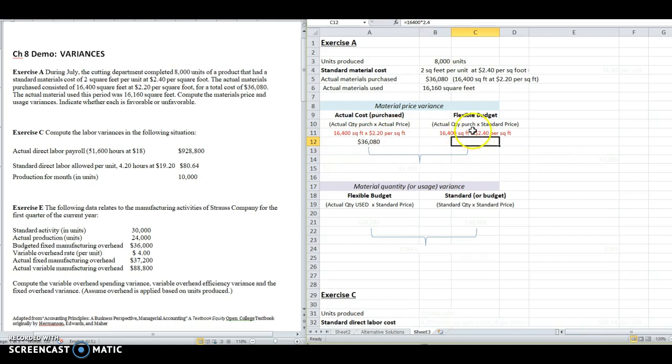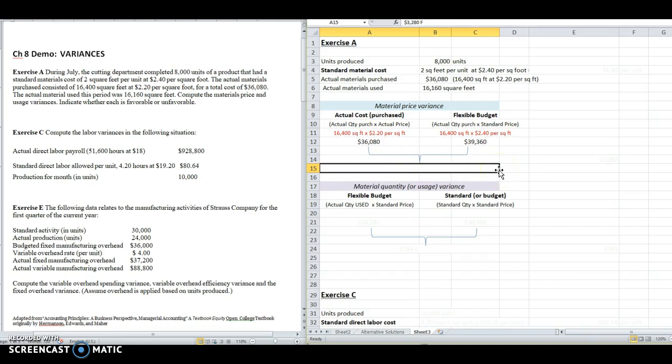Notice how the quantity is the same because what we're analyzing is the price difference. So the quantity is the actual amount and will be the same for both. The only thing that's different is the price. If we multiply the actual quantity times the standard price, we get $39,360. Now, we compare these two numbers. So we're going to just subtract these two numbers.